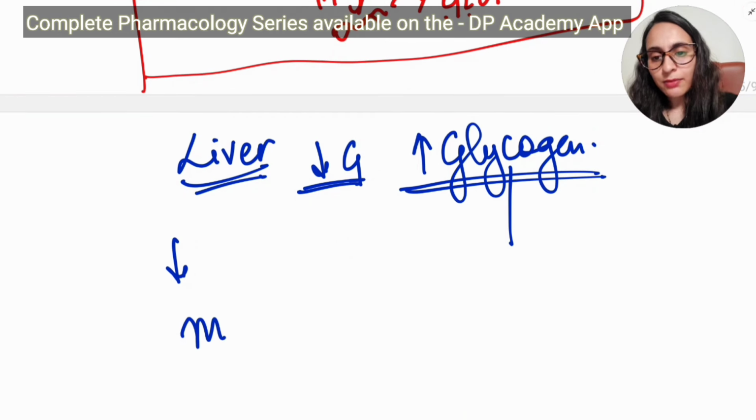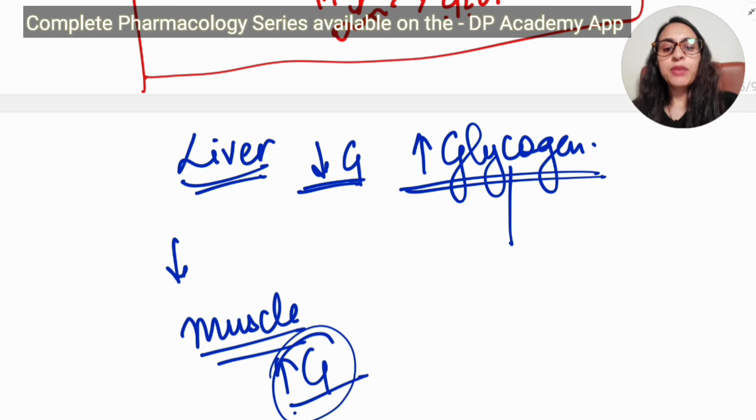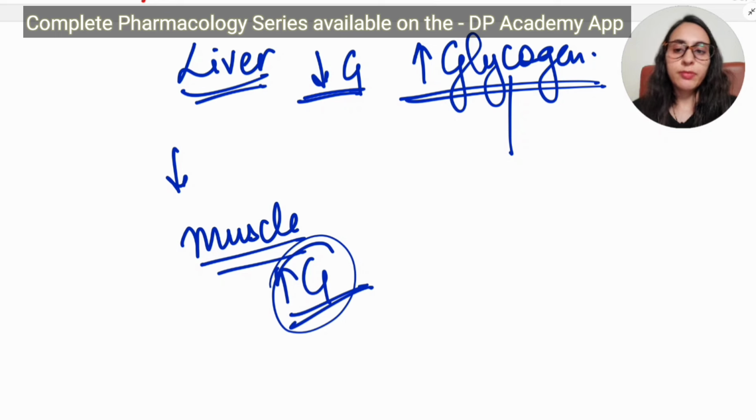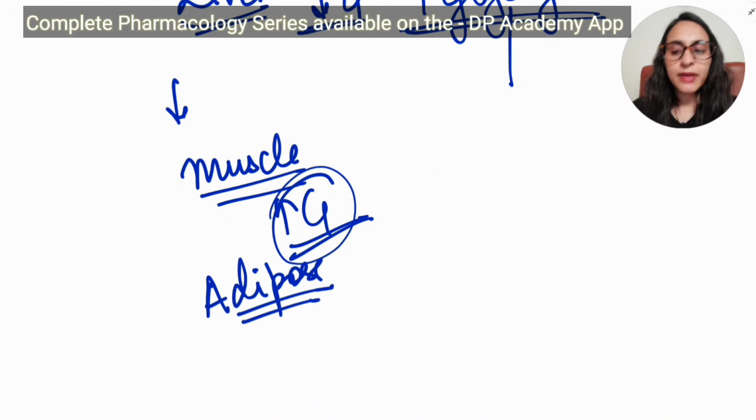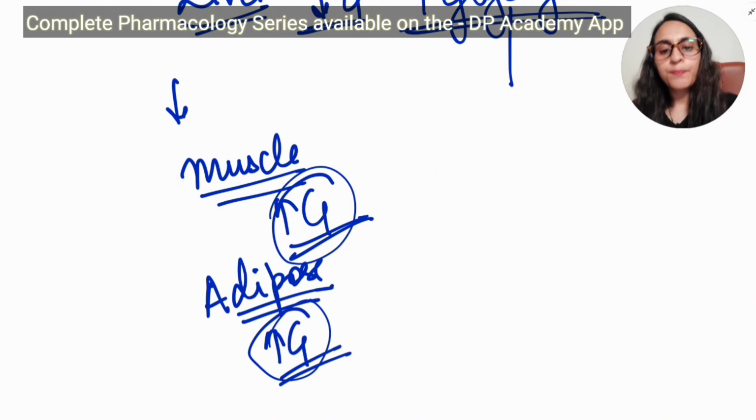What happens in the skeletal muscles? In the muscles, there is an increase in glucose uptake because glucose is coming from the blood into the muscles. Protein breakdown is also inhibited. In the adipose tissue, there is inhibition of fat breakdown. There is also an increase in glucose uptake in the adipose tissue, and this inhibits the breakdown of fat, leading to weight gain. So this is the function of insulin. This is how insulin acts.